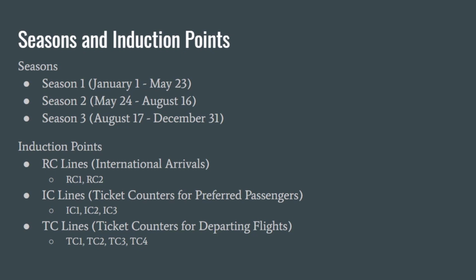There are 3 main sections of induction points that are included in our ARENA model. First are the RC lines, which is where the international flights arrive. Next are the IC lines. This is where the ticket counters for departing preferred passengers are located. Lastly are the TC lines, which are the ticket counters for departing passengers who are not preferred.